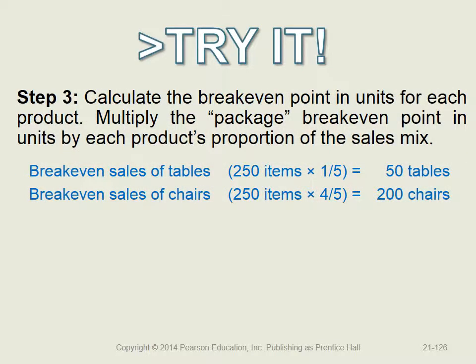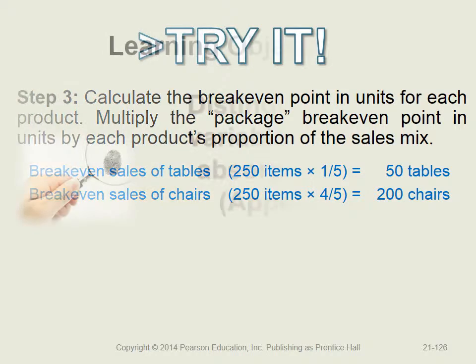Step 3, calculate the break-even points in units for each product. Multiply the package break-even point in units by each product's proportion of the sales mix. Break-even sales of tables: 250 times 1/5 equals 50 tables. Break-even sales of chairs: 250 times 4 out of 5, or 0.80, equals 200 chairs.